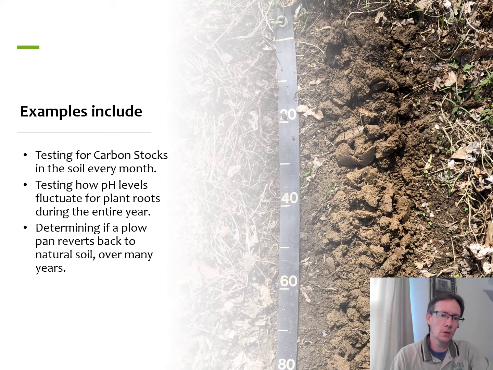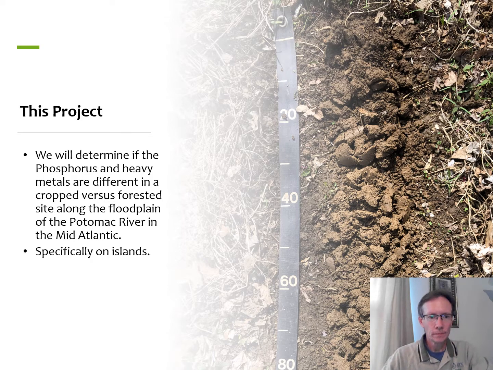Some examples may include testing for carbon stocks in the soil every month, testing how pH levels fluctuate for the plant roots during the year, or determining if a plow pan can revert back to its natural soil over many years. In this project, I'm going to talk about determining if phosphorus and heavy metals are different in the cropped and the forested sites along the floodplains of the Potomac River. We're also going to try to see if any legacy sediments or buried horizons are in these profiles.